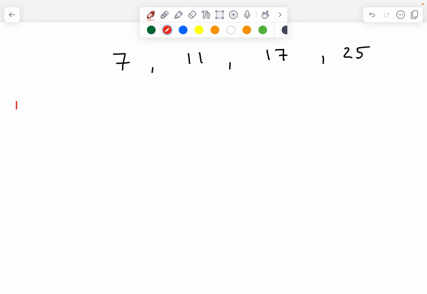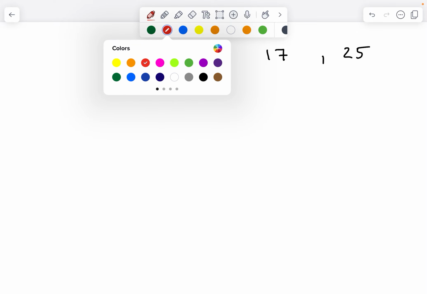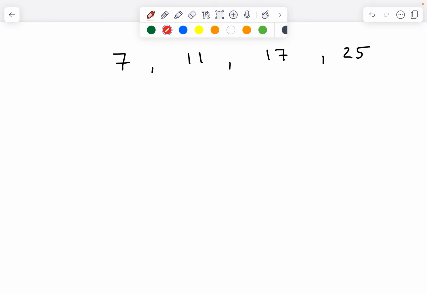Okay, here we have a problem where we have to find the nth term for a quadratic sequence. Now, there are two ways of doing this. There is the, let's say, the traditional way, and then there is an algebraic way. Okay, so first thing, let's remind ourselves.